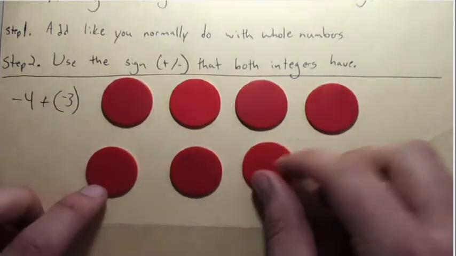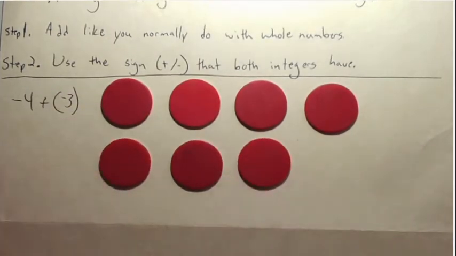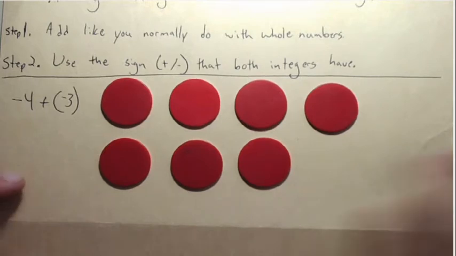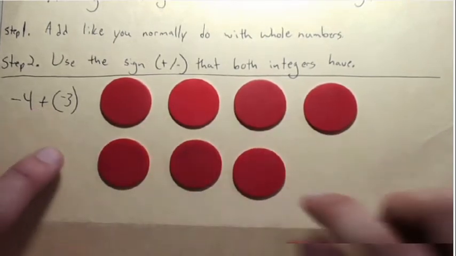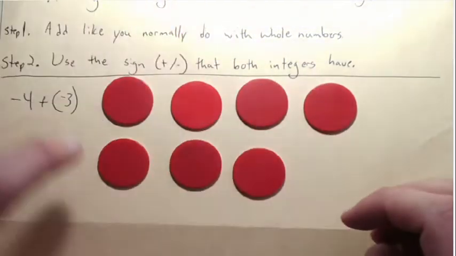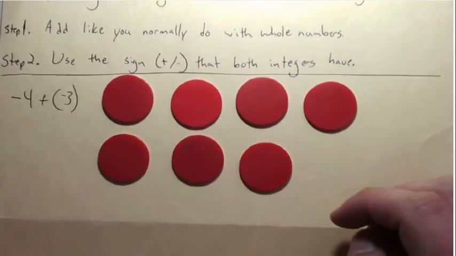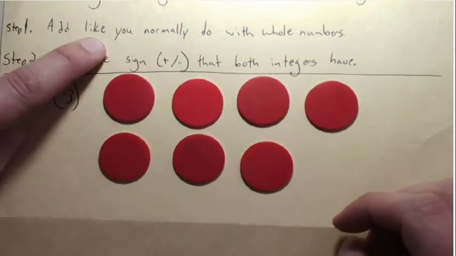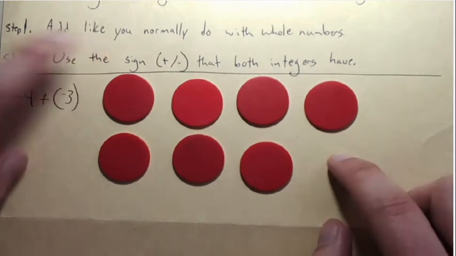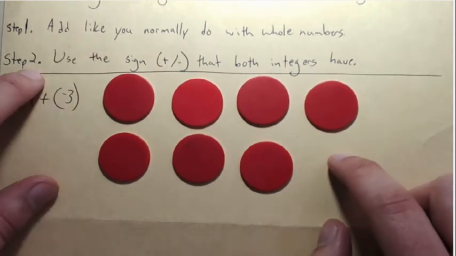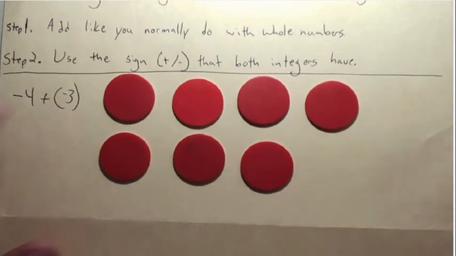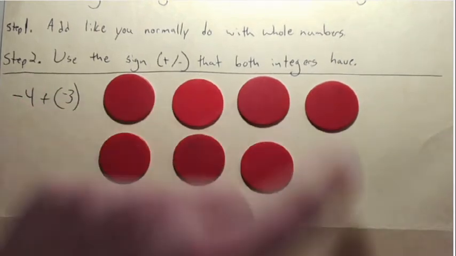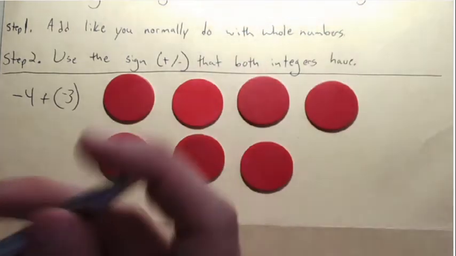And then I'm going to put 3 more down to represent negative 3. And so what we would do next, since we're adding, is we would count up how many we have. So we have 1, 2, 3, 4, 5, 6, 7. And that is what step 1 says. Add like you normally do with your whole numbers. 4 plus 3. And we get 7. And we're going to use the sign that both integers have, which is negative. So the answer to this question would be negative 7.